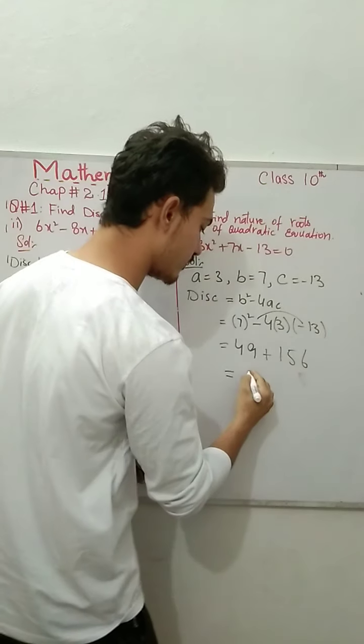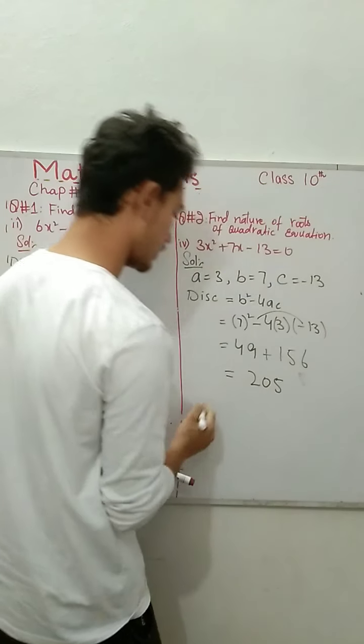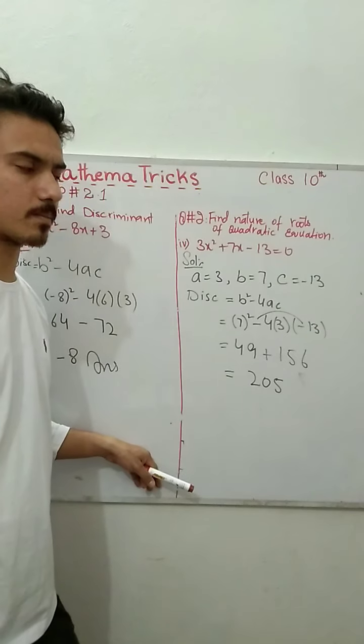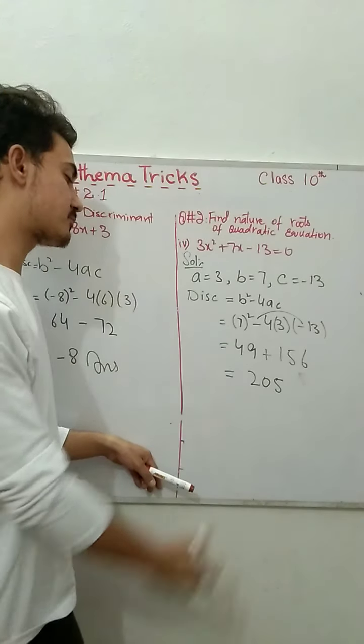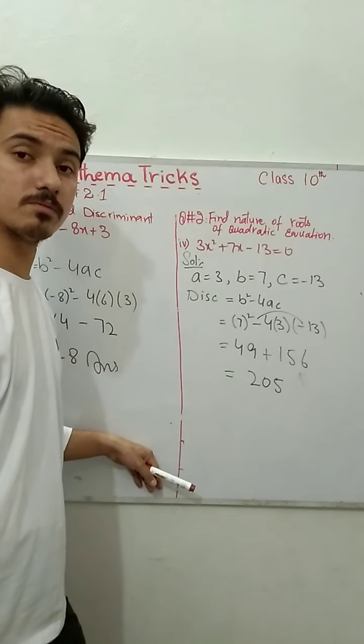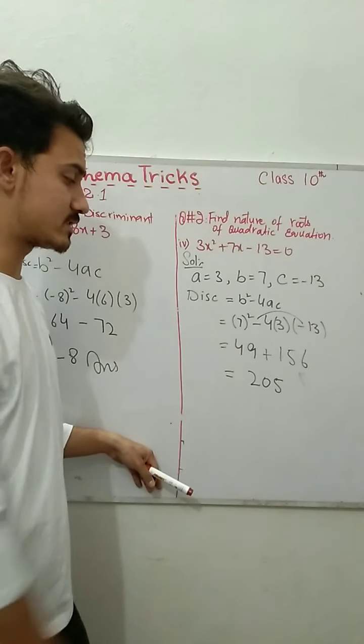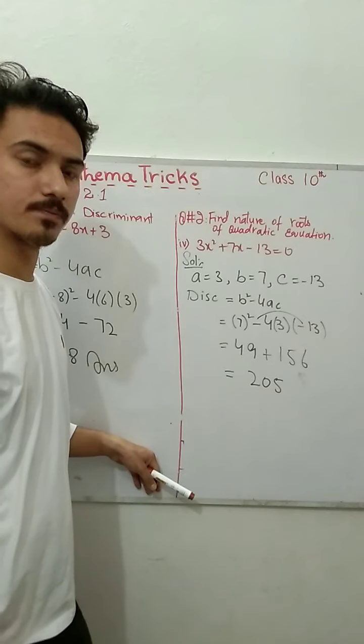I got 205. I don't think it's a perfect square of anything. If it is, you can check through a calculator. If it's a perfect square, then the roots will be rational. If it's not a perfect square, then the roots will be irrational.